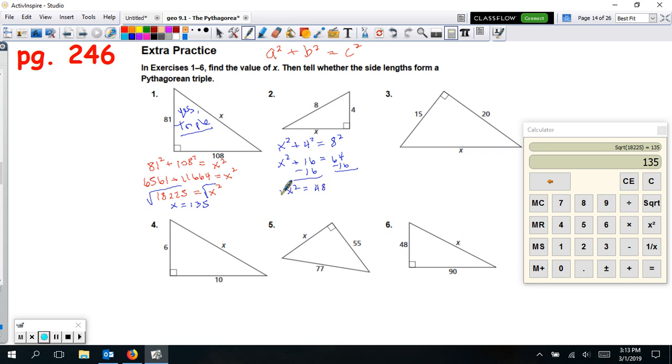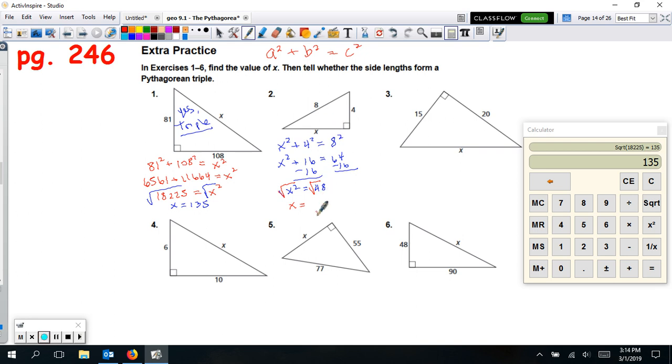Now we want to take the square root of both sides. So x is equal to the square root of 48, and that's not a perfect square. This means it's not going to end up being a positive integer, so this one will not be a Pythagorean triple.